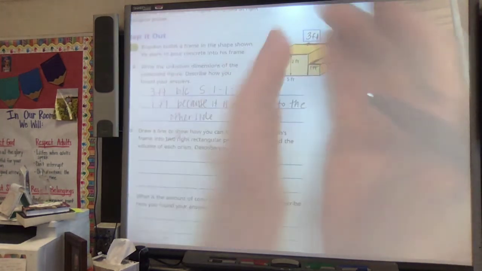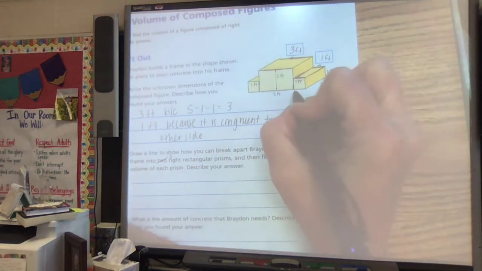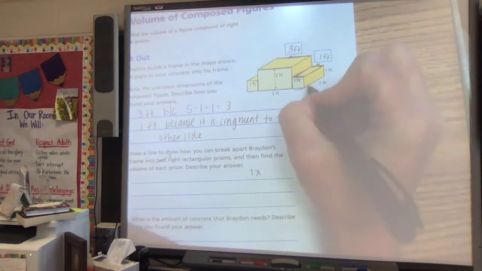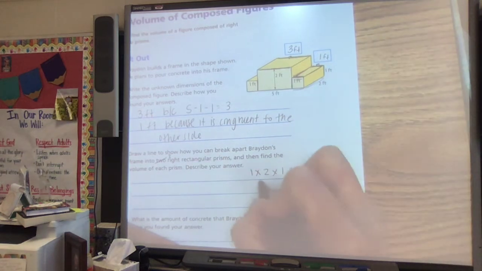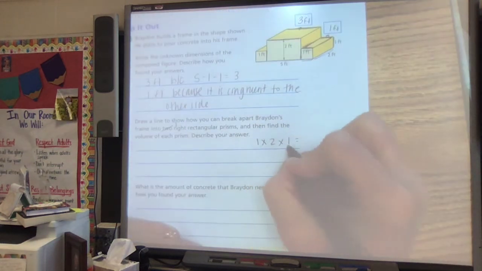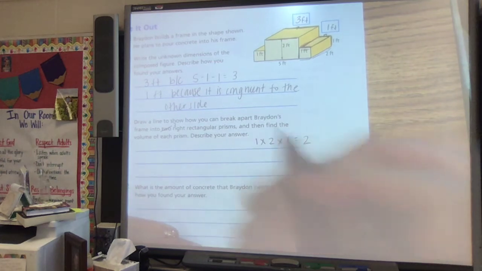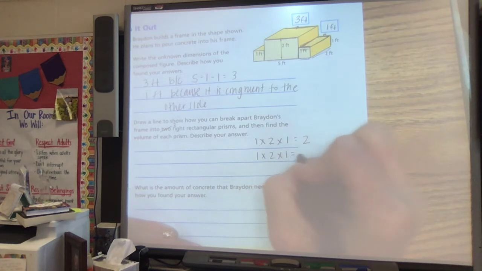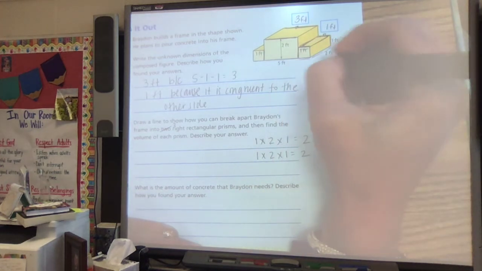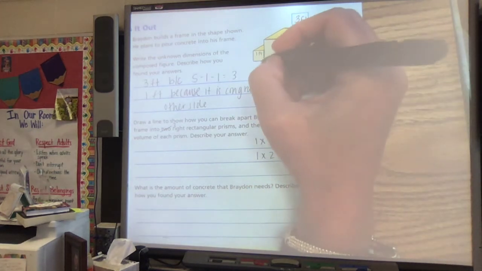So again, how long is my fish? This is 1 foot long, 2 feet wide, and 1 foot tall. 1 times 2 is 2. 2 times 1 is still 2. I know that my other one is exactly the same. So this has a volume of 2. This has a volume of 2 feet.